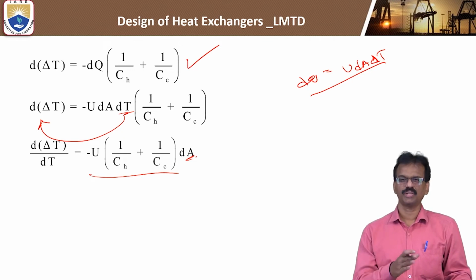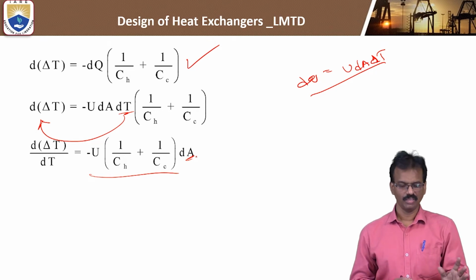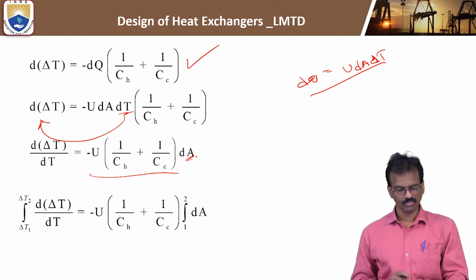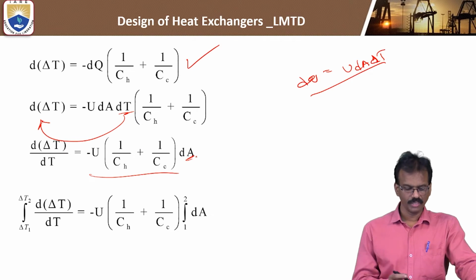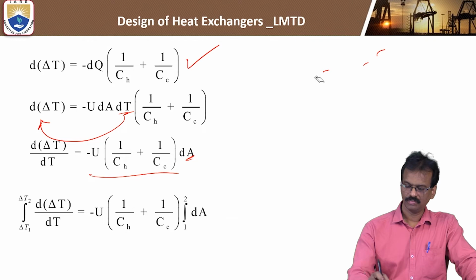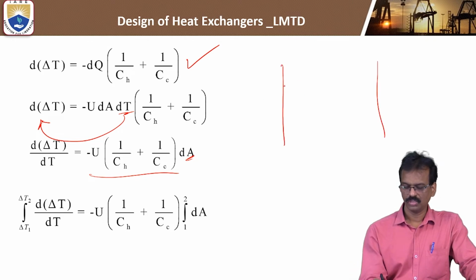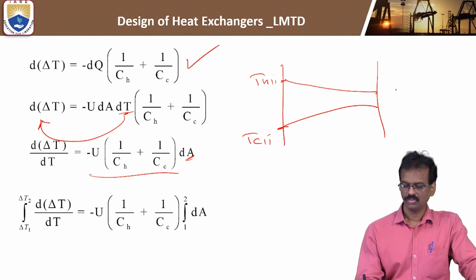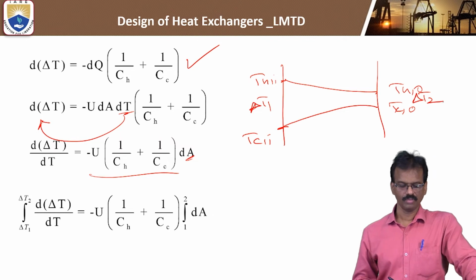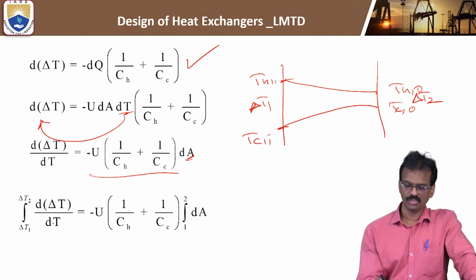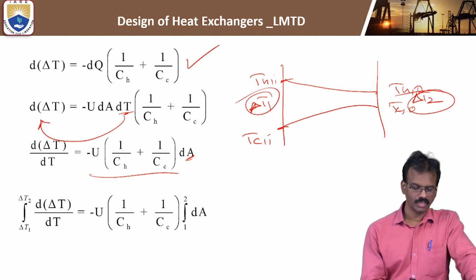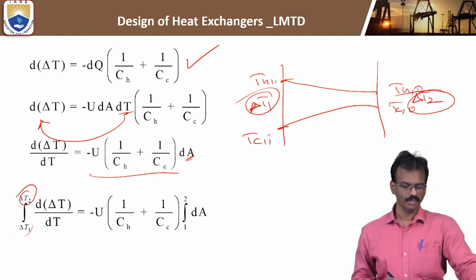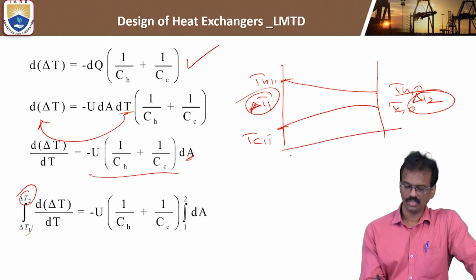If you integrate this with respect to the limits, the boundaries, we will get the final formula for the entire heat exchanger. We see it in the graph already. This is the hot fluid inlet, this is the cold fluid inlet, and the temperatures gradually decrease and increase. This is the hot fluid outlet and this is the cold fluid outlet. This is delta T1 and this is delta T2. So the limits for the temperature range from delta T1 to delta T2, integrating the derivative of delta T by delta T. So it covers the entire heat exchanger.